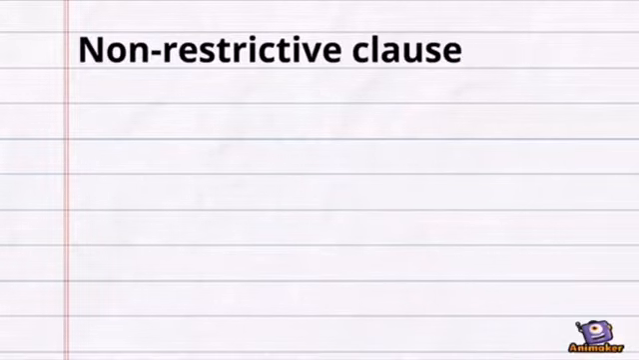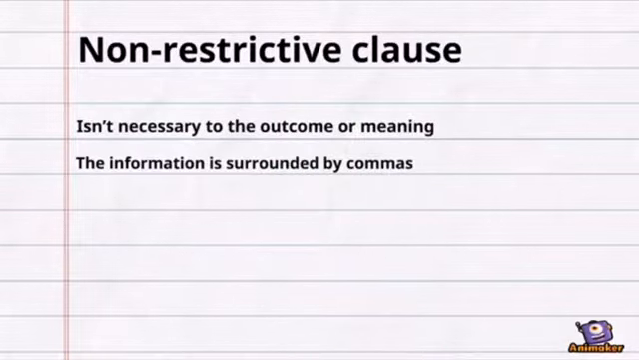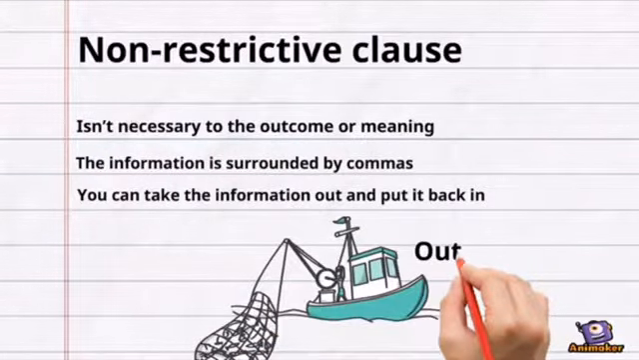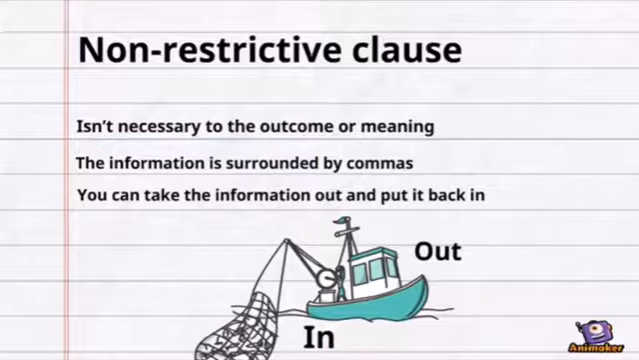Well, what even is a non-restrictive clause? It's when information in a clause or phrase isn't necessary to the outcome or meaning. You can take this information out of the phrase and put it back in, and it will still make sense. This information is surrounded by commas.